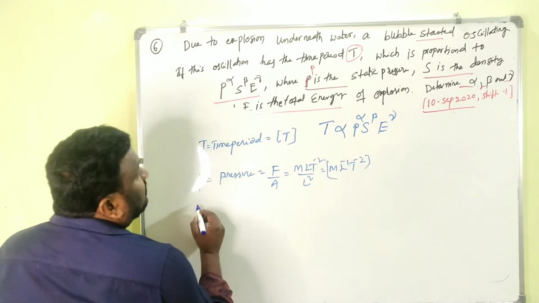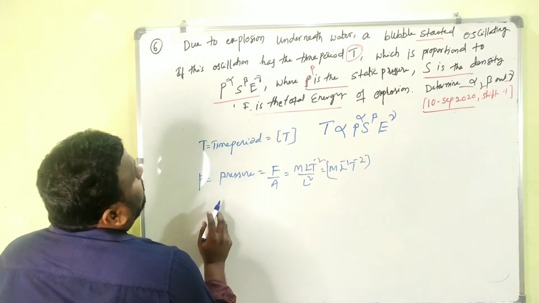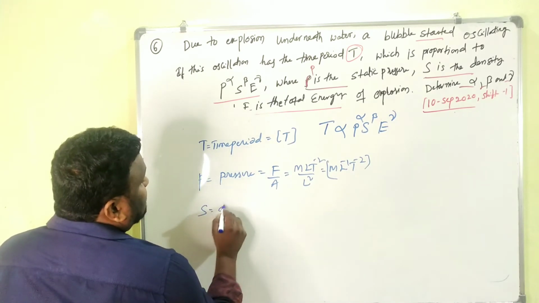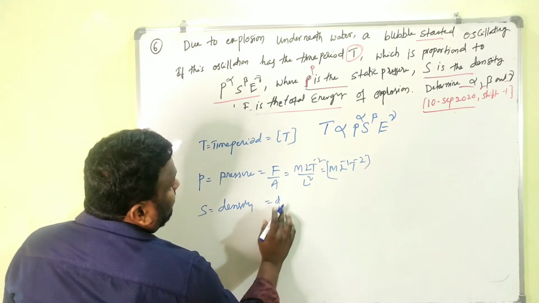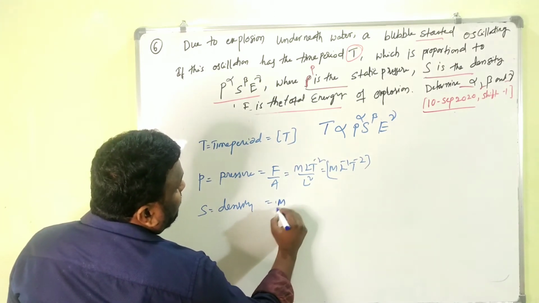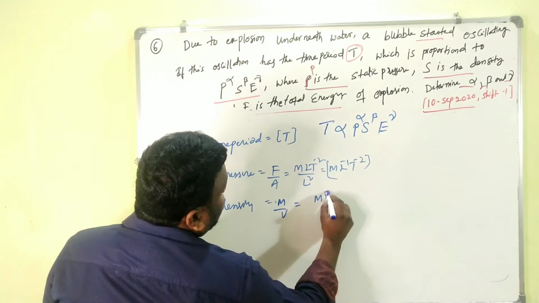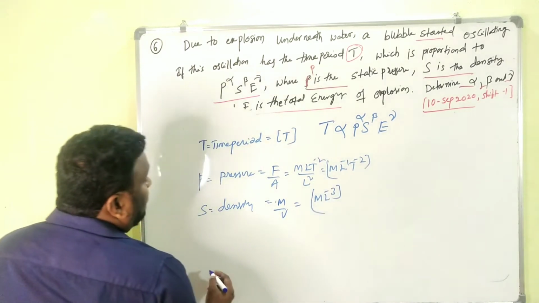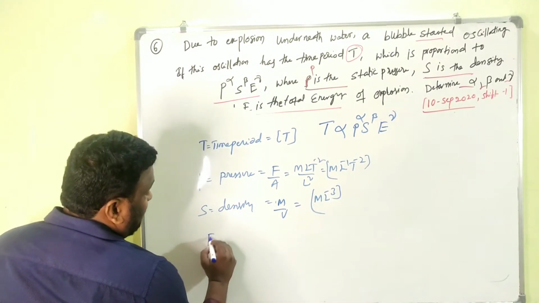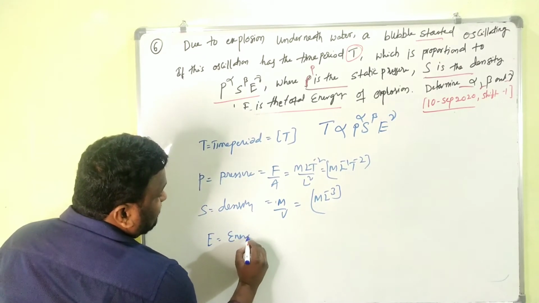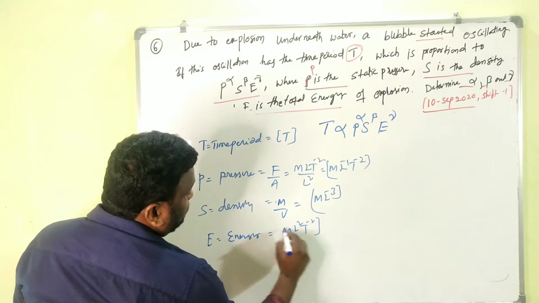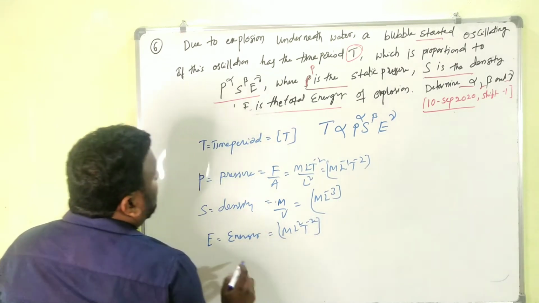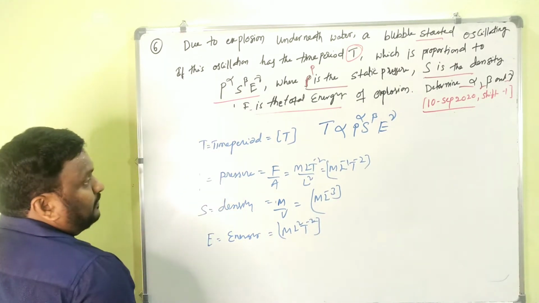And next, what is S? S is the density here. Density is equal to mass per volume. The formula is M L inverse 3. And next is E. E is the total energy, that is M L square T inverse 2. So these are the dimension formulas of T, P, S and E.